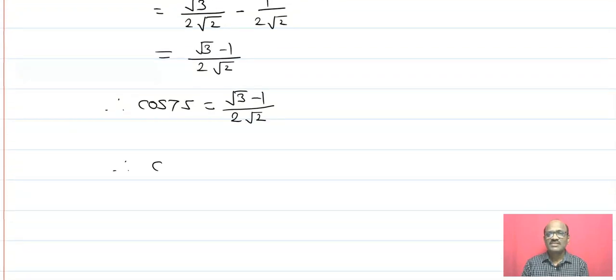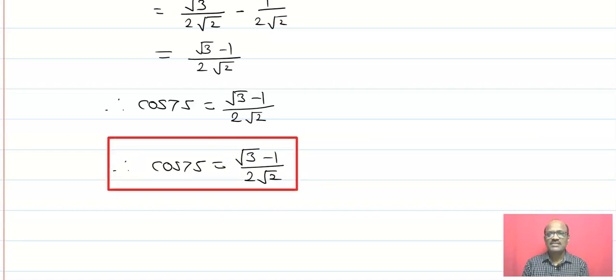This is the answer. Cos of 75 is equal to root 3 minus 1 upon 2 root 2. Now the next, third, is tan of 105.